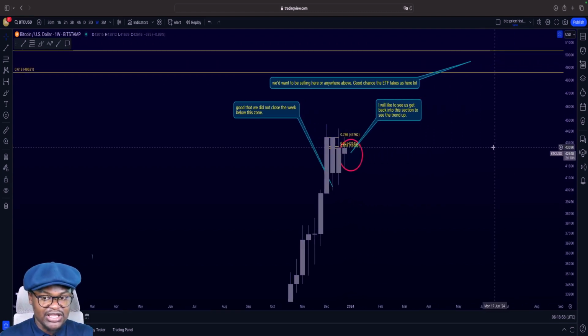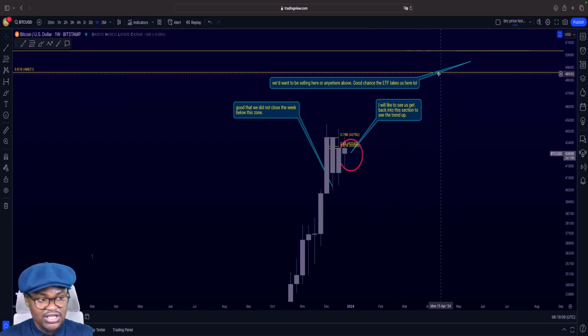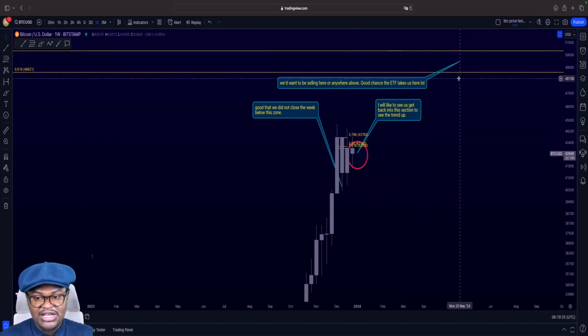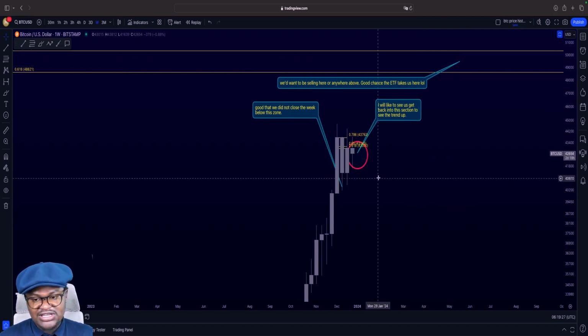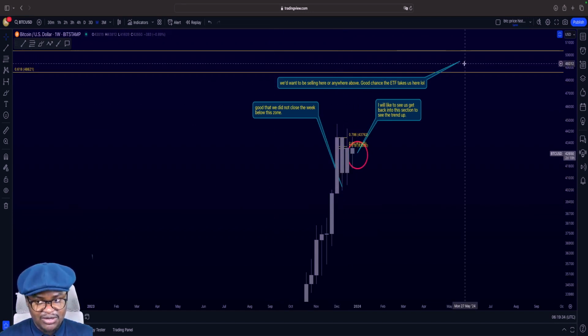By my analysis, again, I did suggest that we'd want to be selling here or anywhere above. Good chance the ETF takes us here, lol. So that is actually the golden pocket from the all-time high on BTC. Yeah, and my idea is that we will most likely be coming up here. Maybe the ETF news will cause it, or some other thing, I don't know, but I am in the camp that we head up to here.